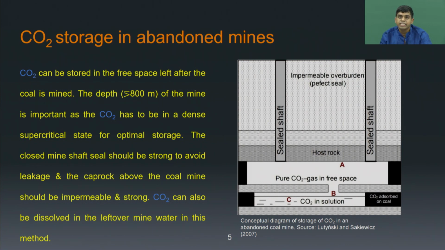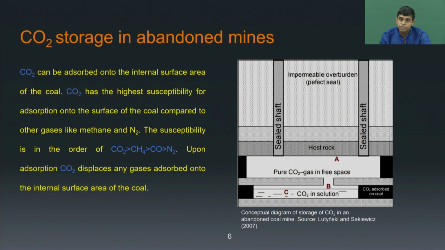Now, the depth of the mine needs to be around 800 meters or more so that the CO2 is in a dense supercritical state. This allows for better and optimal storage of CO2 in abandoned coal mines. Now, another important factor is that the shafts present in the mine should be sealed well, any of the shafts that have been used previously. Another factor is a cap rock. The cap rock above the mined coal seam should be impermeable, meaning no gas should be passing through it, and it should be strong so as to hold its own weight even though there is nothing supporting it beneath it.